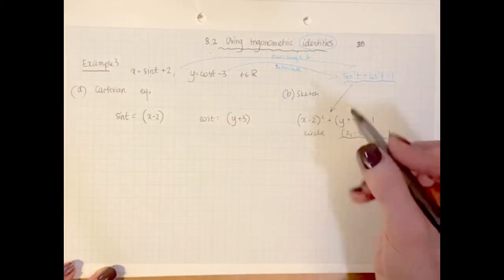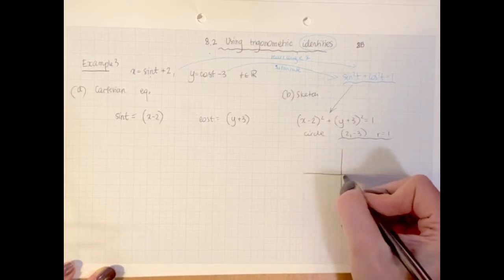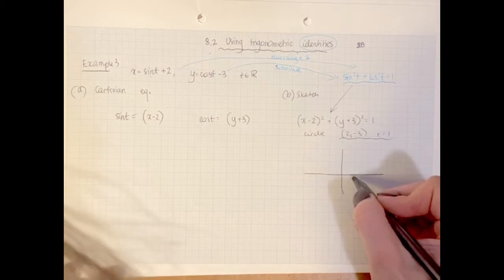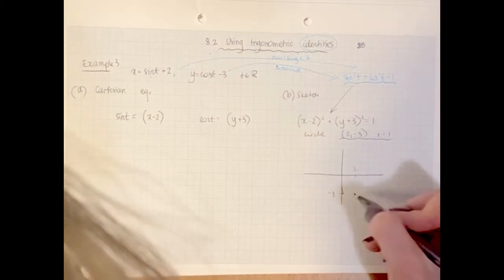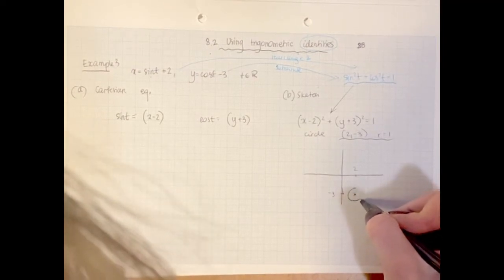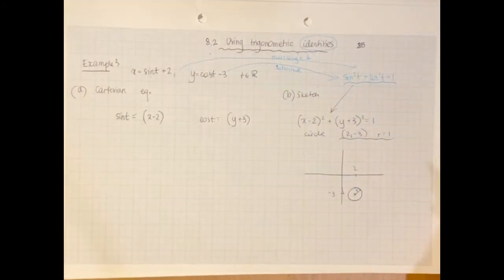Okay, so we can sketch it. To sketch it for part B, we're going to go to the point (2, minus 3). Over here, that's the center. Radius is 1. Here's my circle.